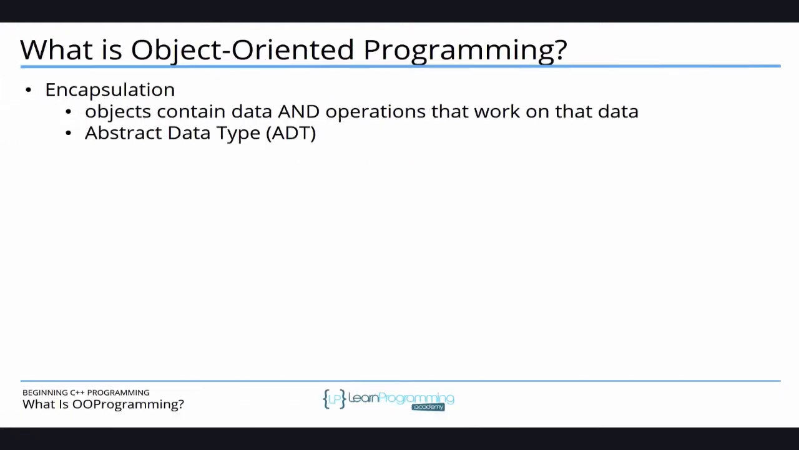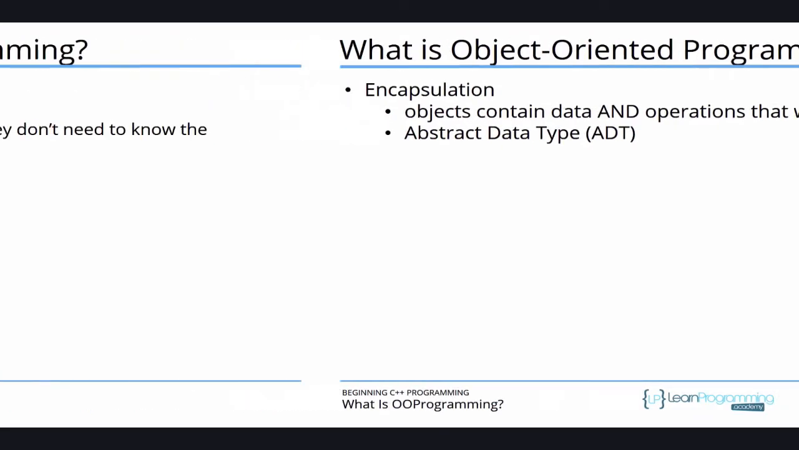The fact that objects contain data and operations that work on that data is called encapsulation, and it's an extension of the abstract data type in computer science. Now the data and the operations are together in the class where they belong and not spread across many functions, each passing and receiving data. Encapsulation is another mechanism used by object-oriented programming to help us deal with complexity.